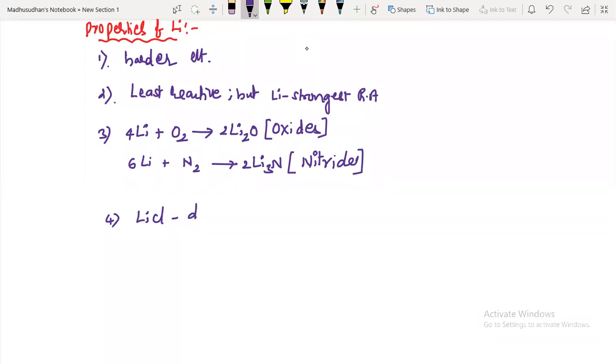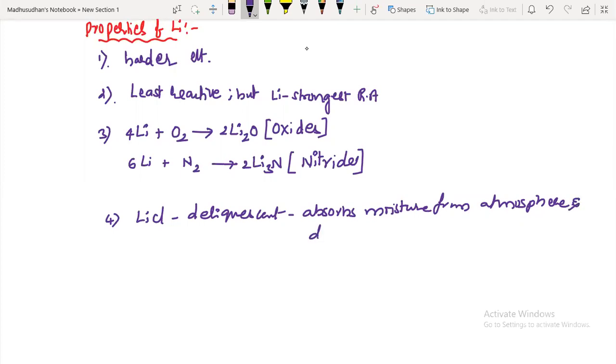is deliquescent in nature. Deliquescent means it absorbs moisture from the atmosphere and dissolves in it. That's why lithium chloride always exists in hydrated form.